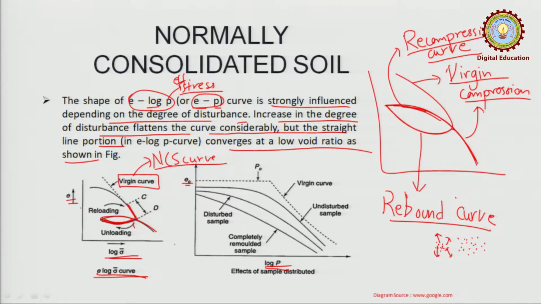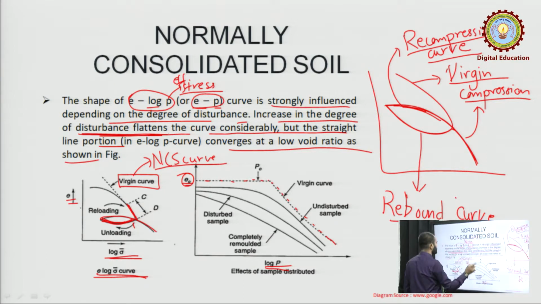This is the e and log p graph, and here you can see how the void ratio varies according to the pressure. The virgin curve had to be something like this, but as it is written, due to disturbances the convergence also gets deferred. You can see the curve was to be something like this, but due to disturbance it became like this, and with further disturbance it will flatten more. Here it is written that disturbance flattens the curve considerably.